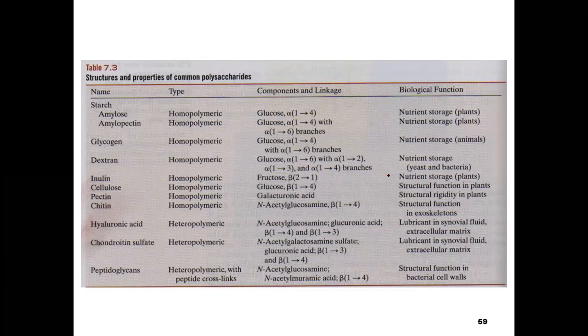Hyaluronic acid is the heteropolymer of N-acetylglucosamine and glucuronic acid, with beta 1,4 and beta 1,3 linkage, a lubricant in the synovial fluid and extracellular matrix. Chondroitin sulfate is a heteropolymer of N-acetylglucosamine sulfate and glucuronic acid, with beta 1,3 and beta 1,4 linkage. It also provides lubrication in the synovial fluid and extracellular matrix. Peptidoglycan is heteropolymeric with peptide crosslinks, N-acetylglucosamine and N-acetylmuramic acid with beta 1,4 linkage. They provide the structural function in the bacterial cell walls.